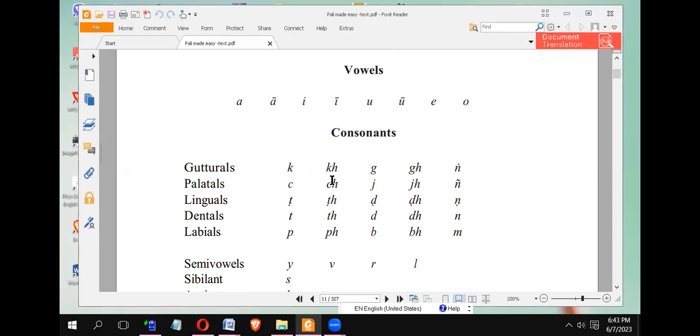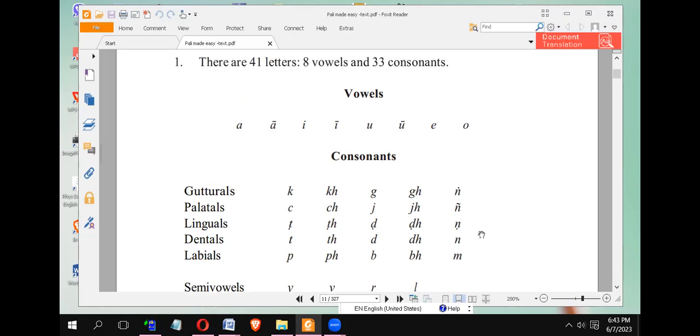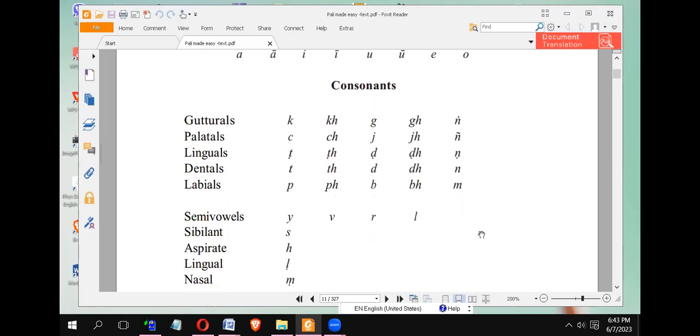Cha, chha. Now when you say the H, it is actually a puff of wind. In Pali we sometimes call it aspiration, but just remember it's a ha. When you use the word ha, it's a puff of wind. Ja, jha, nya. Ta lingua means that you have to curl the tongue. So ta, tha, da, dha, na. Ta, tha, da, dha, na is dental. Pa, pha, ba, bha, ma is labial, the lips. Then there will be other sounds.